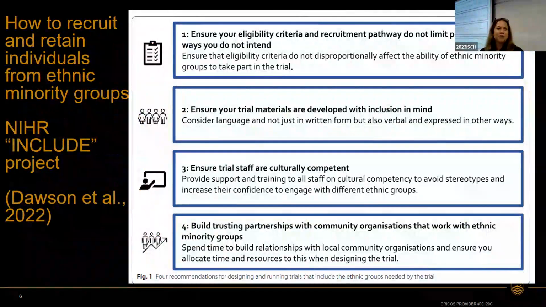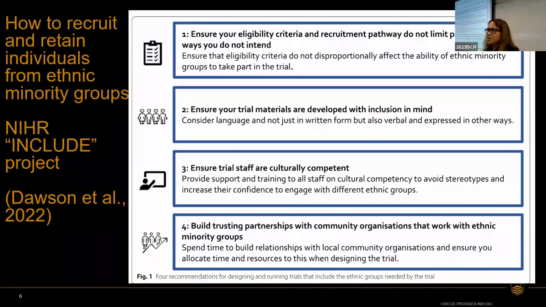So when we think about recruiting and retaining individuals from minority ethnic groups, I turn to the UK, the NIHR, the National Institute for Health and Research, and their Include project, which basically has 4 recommendations for how we can be more inclusive. And they are to ensure that your eligibility criteria is inclusive, it doesn't exclude people inadvertently, to make sure that your trial materials are developed with inclusion in mind, to make sure your research staff are culturally competent, and to build trusting partnerships with community organisations.